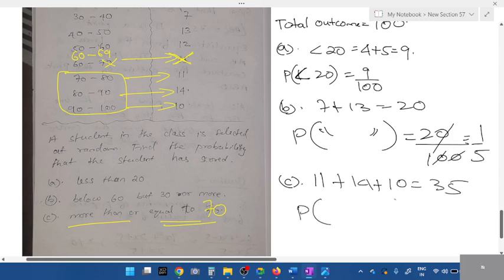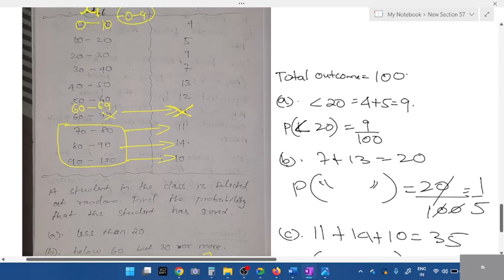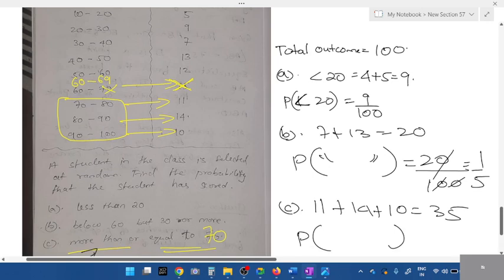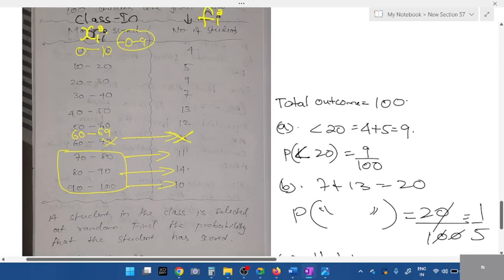So probability of, copy the question, students. This is how they would set the question. More than is given. Stick to the basic concept. We don't include any of the upper values. That's the reason, even for this one, students. Second one, below 60, more than 30 was given. So I have to take more than 30 and below 60, these two.